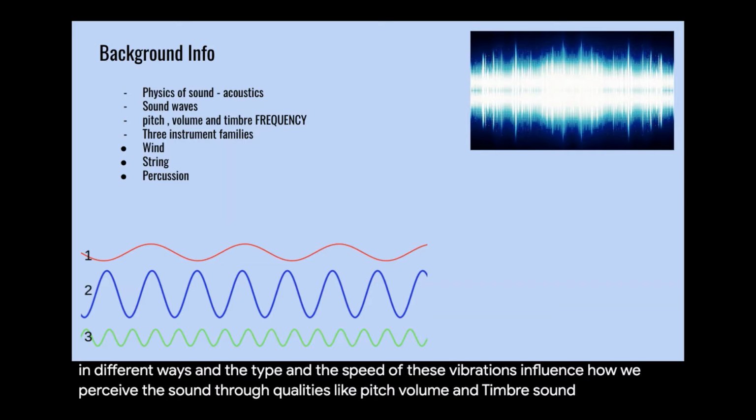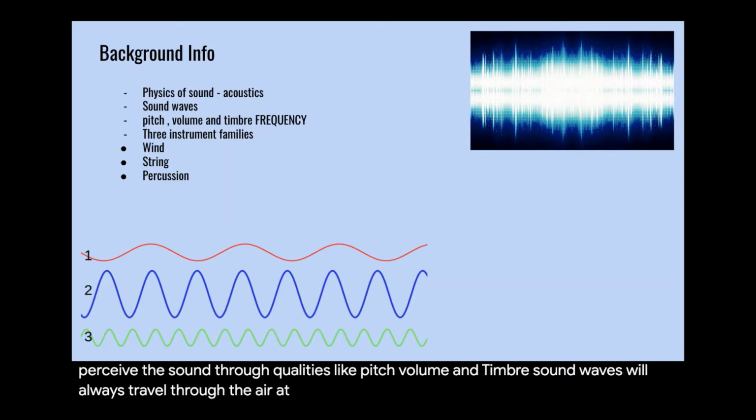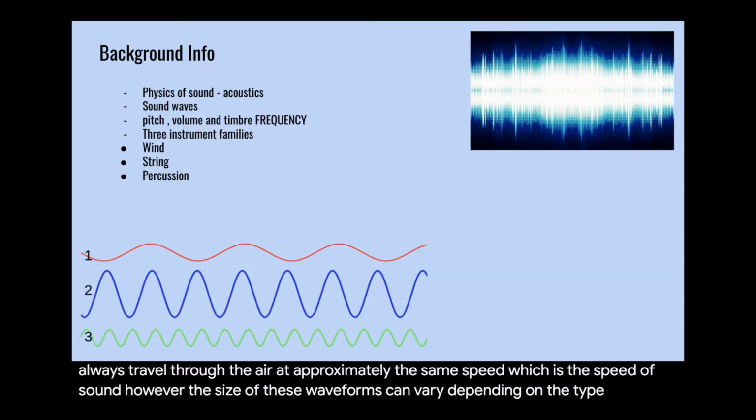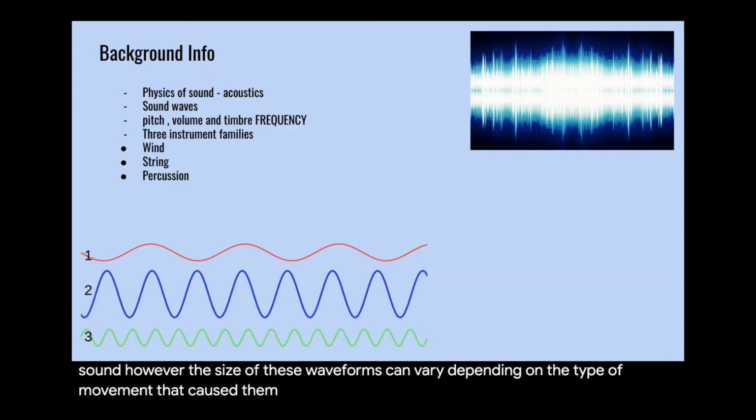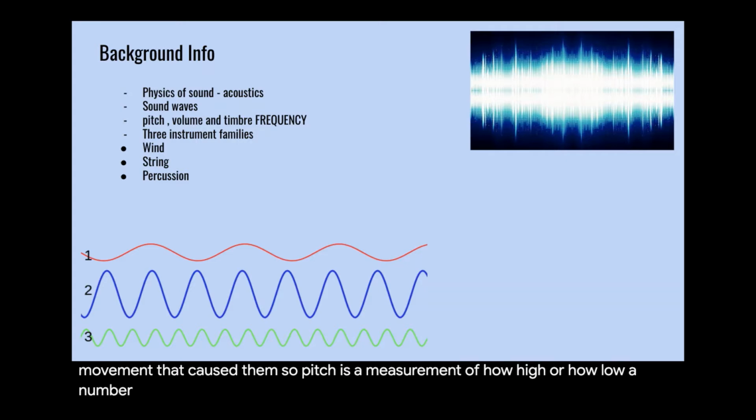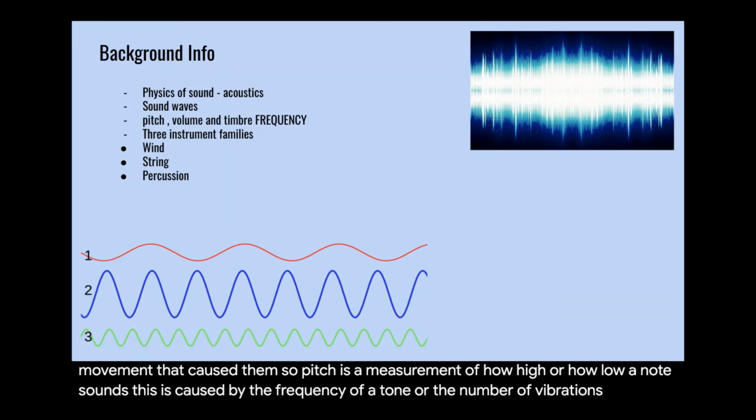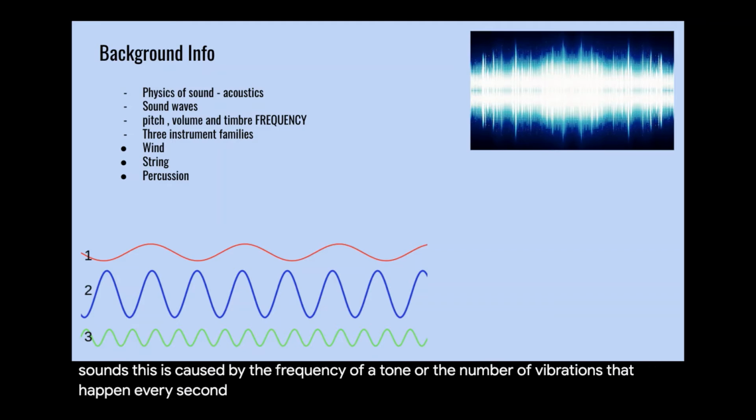Sound waves will always travel through the air at approximately the same speed, which is the speed of sound. However, the size of these waveforms can vary depending on the type of movement that caused them. Pitch is a measurement of how high or how low a note sounds. This is caused by the frequency of a tone, or the number of vibrations that happen every second. Frequency is measured in hertz, or a number of cycles per second.